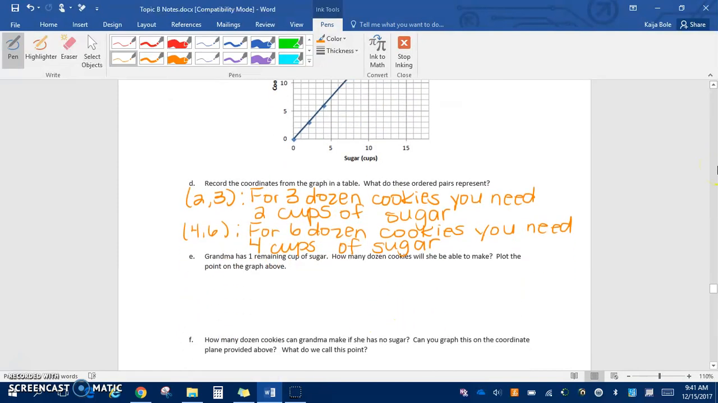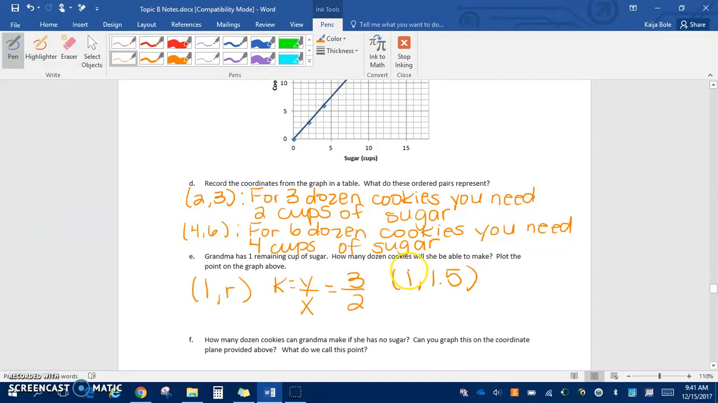Part E says Grandma has 1 remaining cup of sugar. How many dozen cookies will she be able to make? So we need to first figure out what our K would be. If we think back to the first page, we talked about this point 1 comma R, where R is our unit rate. So we need to find our K, which is y over x. I'm just going to take that first point, so we're going to use 3 over 2. But if we're talking how much for 1, we would say that this is 1.5. So our point would be 1 comma 1.5.